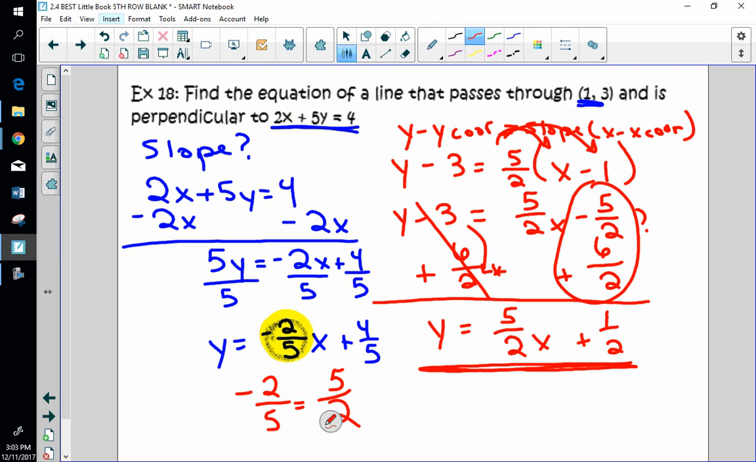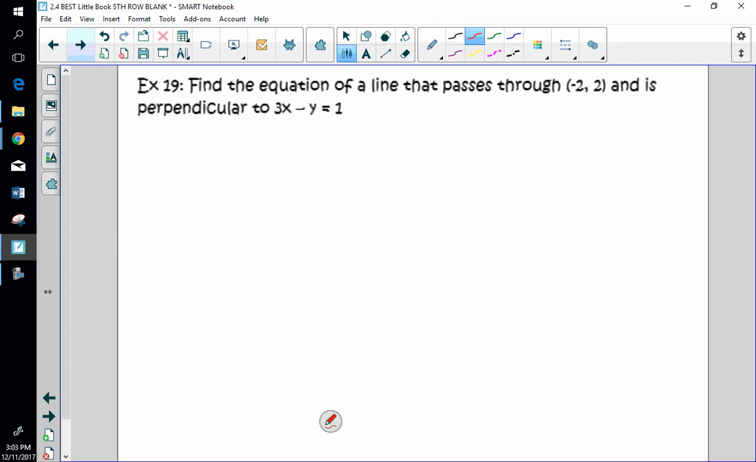Let's try another example. Find the equation of a line that passes through negative 2, 2, and is perpendicular to 3x minus y equals 1. Remember, we need a point, which is right here, and we need a slope. So we start in the same way. How do I find the slope? Well, I'm going to solve for y and get the slope from there.